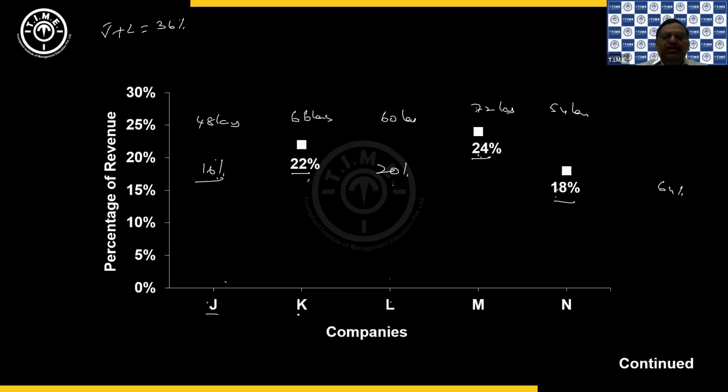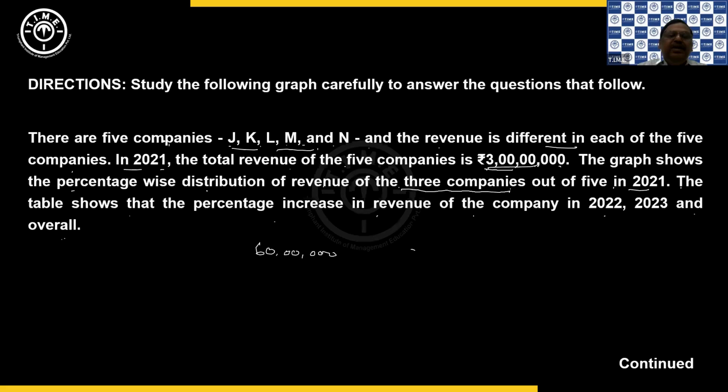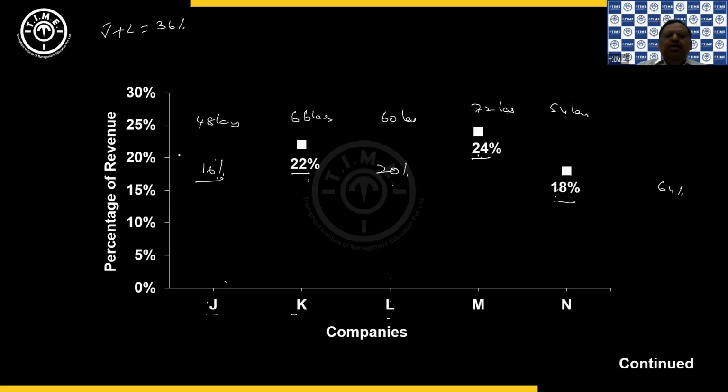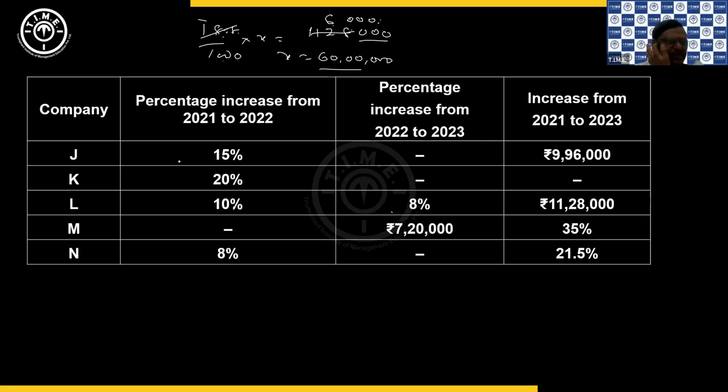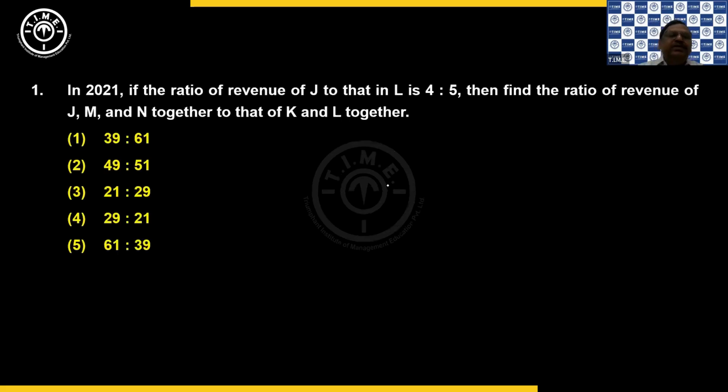So we know J, K, L, M and everyone's revenue in the year 2021, we could identify now. Once we identify, depending on the questions, we can always find out these values as and when required. If the questions demand, we will do it, otherwise we'll not take it. So with this, we'll go to the questions.